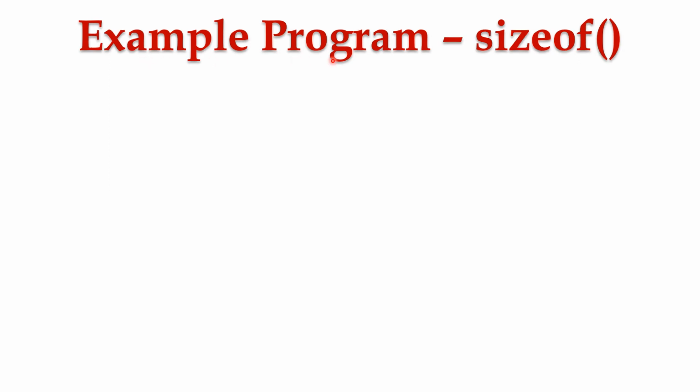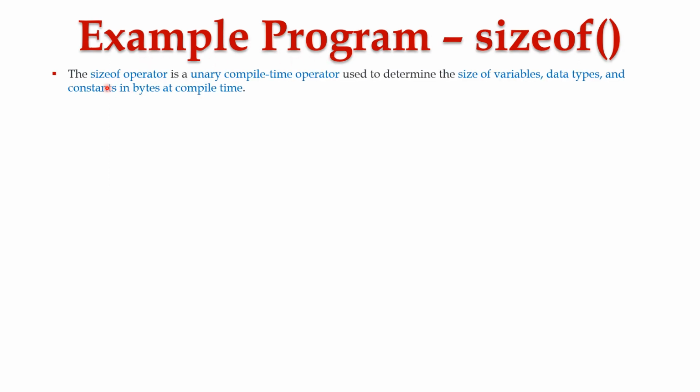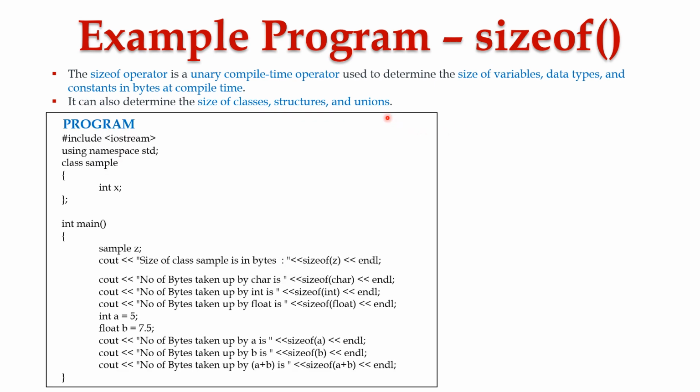Let's look into the example program using sizeof operator. The sizeof operator is a unary compile time operator used to determine the size of variables, data types, and constants in bytes at compile time. It can also determine the size of classes, structures, and unions. In this example program, the class sample is created by declaring the variable x with data type int. In main function, object z is created for the class sample, and by using cout statement, the size of the class sample is displayed to the user by sizeof z operator.